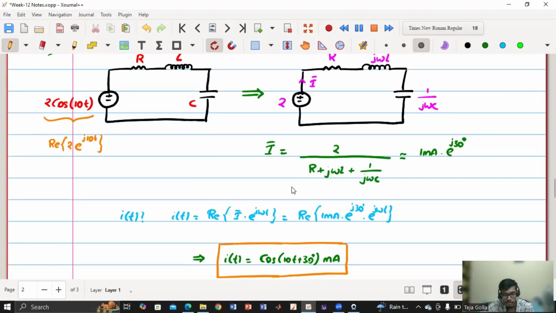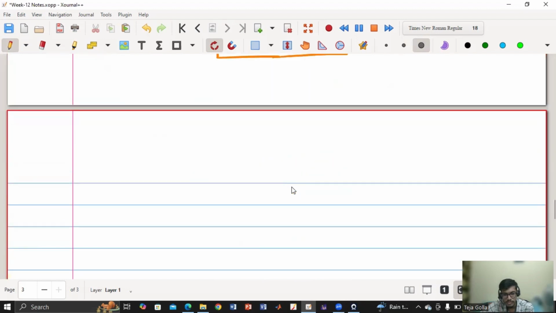How we are solving for these circuits? Sorry.